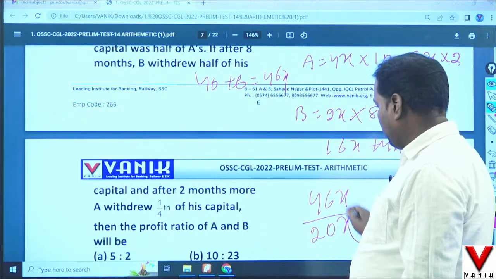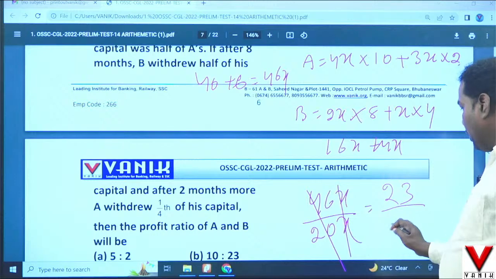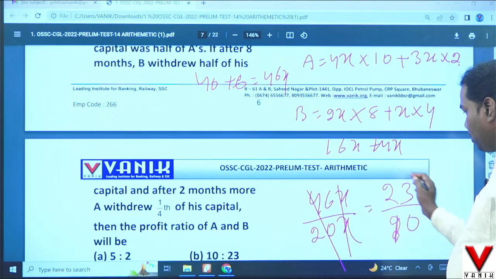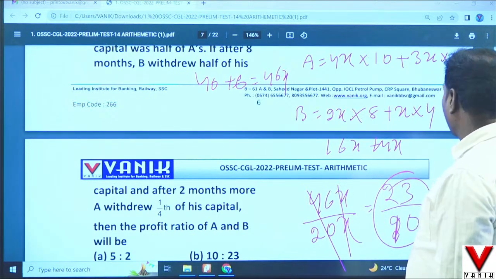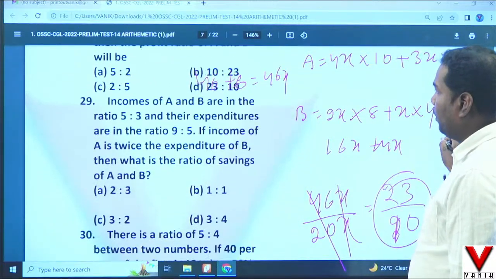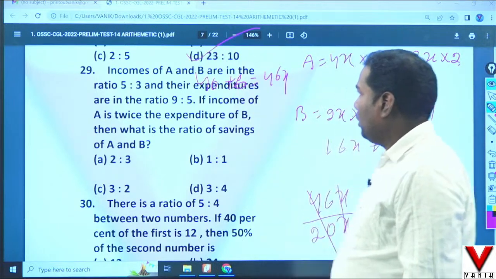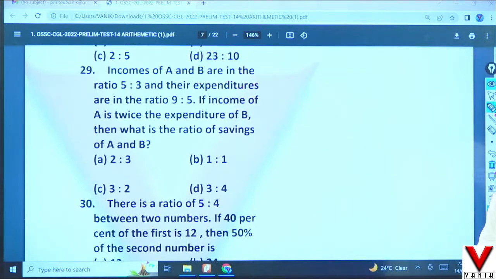The profit ratio: x cancels, divide by 2, 46 by 2 is 23, and 20 by 2 is 10. So 23 by 10. Option D is our correct answer. Come to the next number, question number 29.